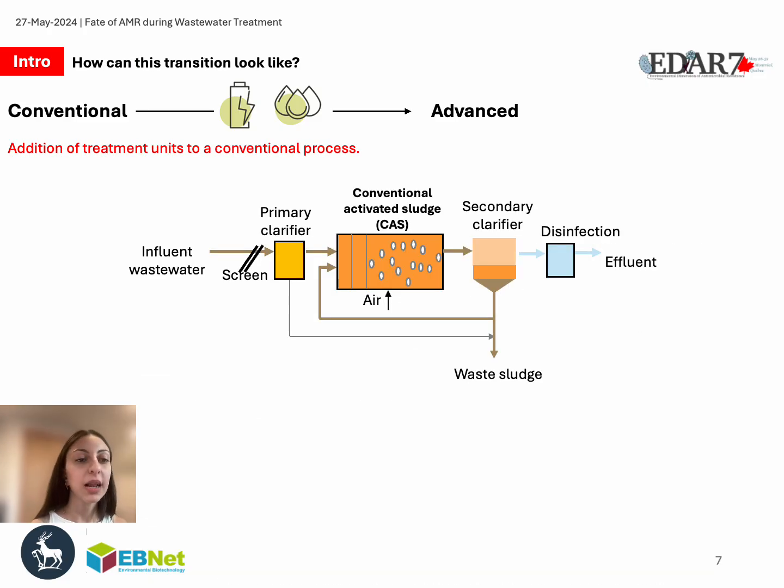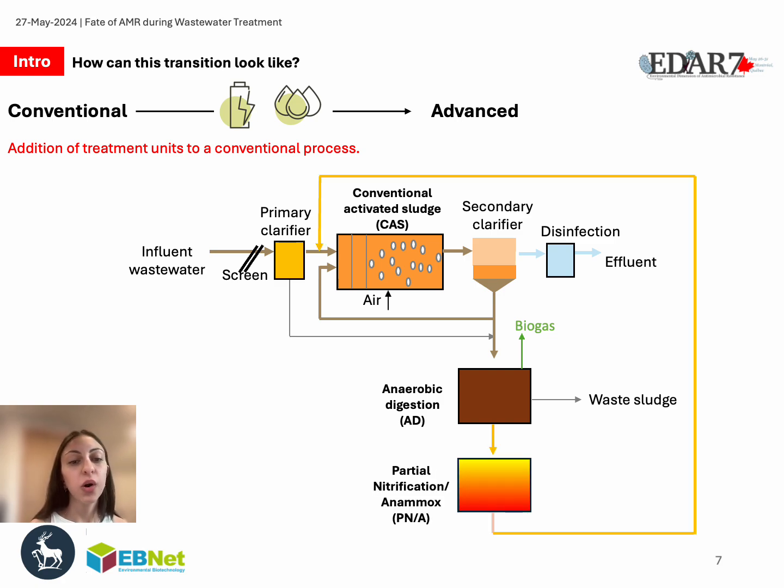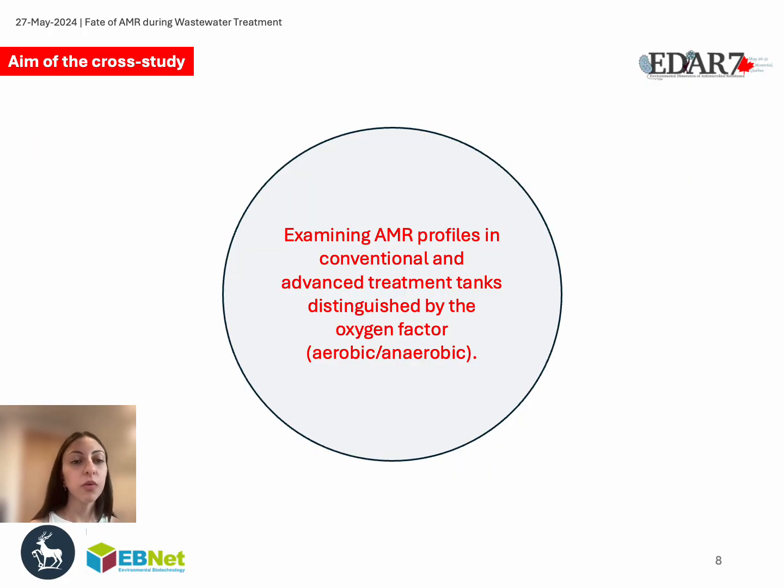But in reality, it could also be an addition of treatment units to an already existing conventional process, such as an aerobic digestion unit, which could also result to biogas production, or partial nitrification Anammox tank that could help with the carbon recirculation. So the aim of this cross-study is to examine antimicrobial resistance profiles in conventional and advanced treatment tanks that are distinguished by the oxygen factor, which makes them aerobic or anaerobic.